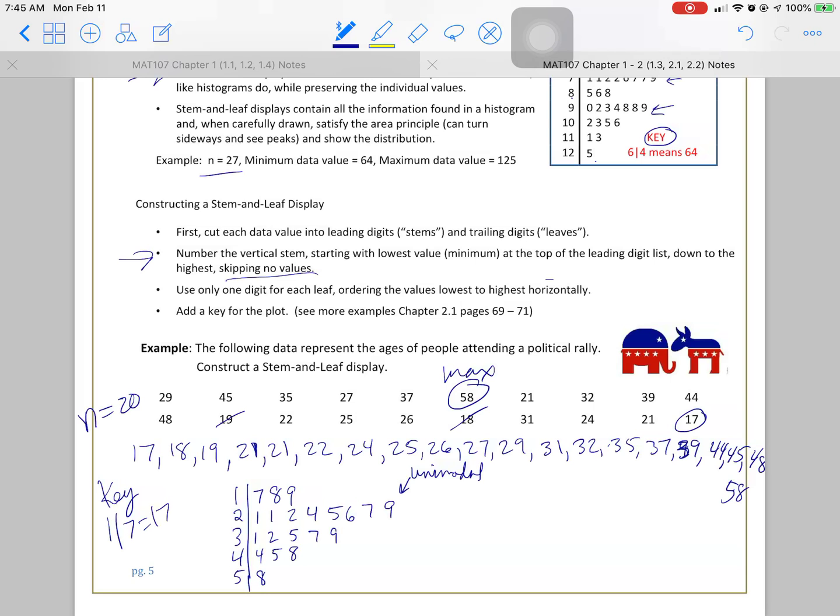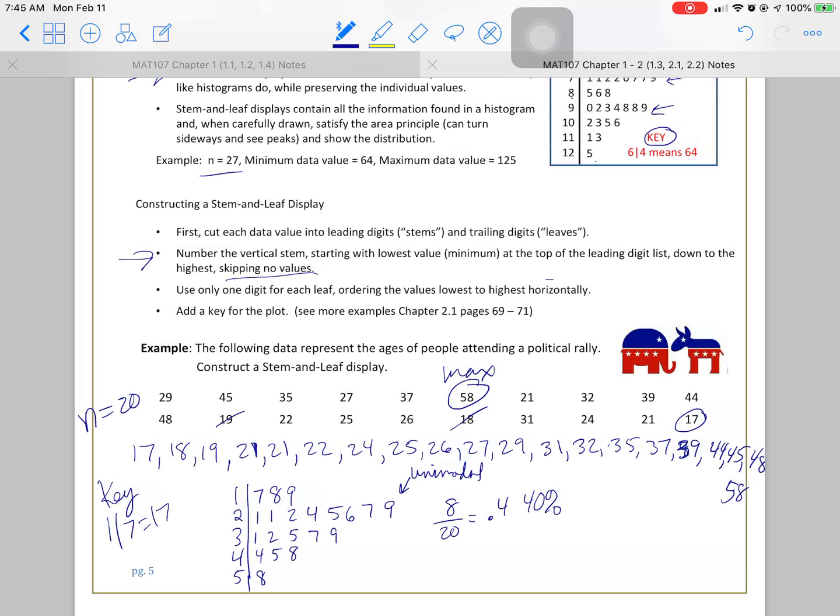So the range: the youngest person there was how old? 17 years old. The oldest person was 58. You can see that, let's see, 1, 2, 3, 4, 5, 6, 7, 8. There are 8 leaves in the 20s. So 8 out of 20, 8 divided by 20 is 0.4. So 40% of the people attending the rally were in their 20s. Okay? 15% were under 20. 5% were over 50. See how it's giving you a picture of the people that attended.